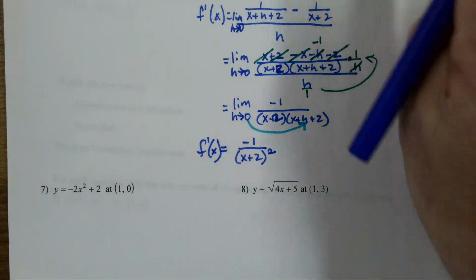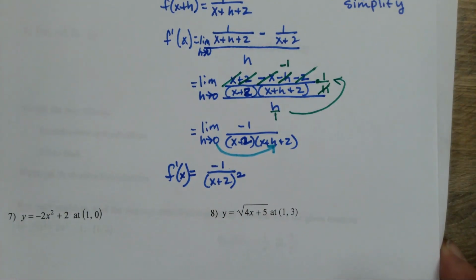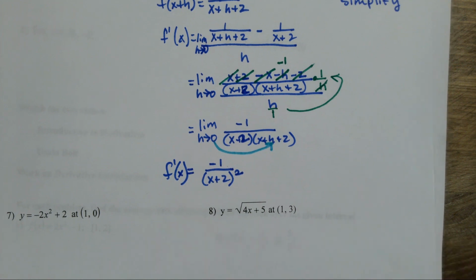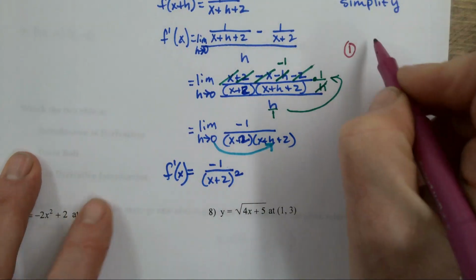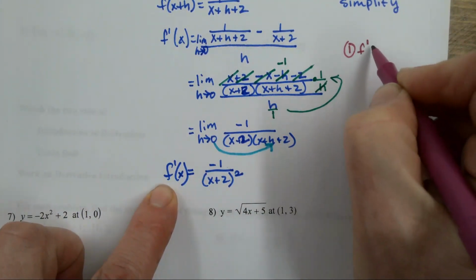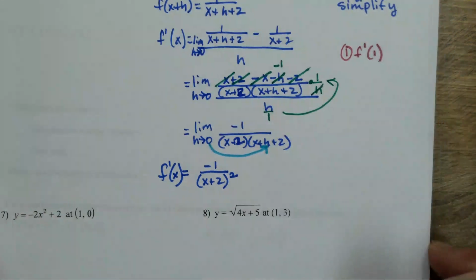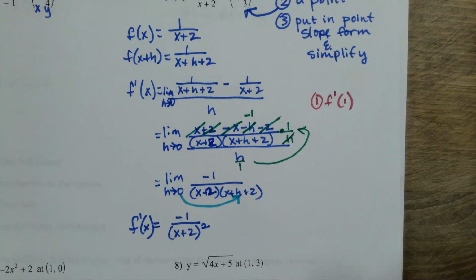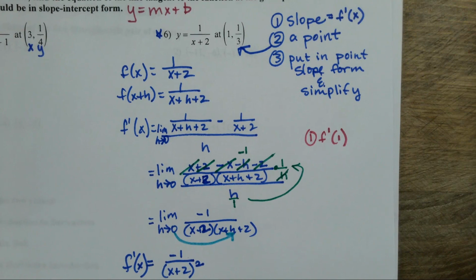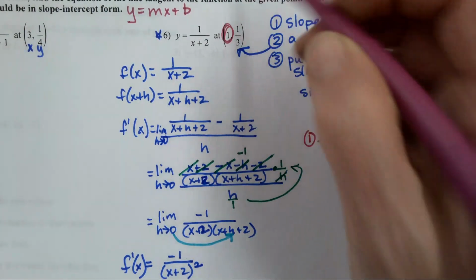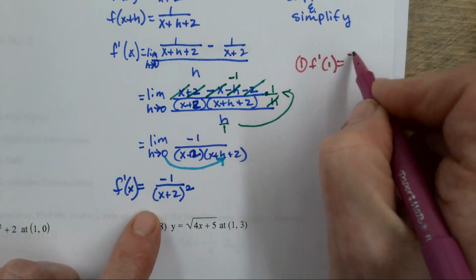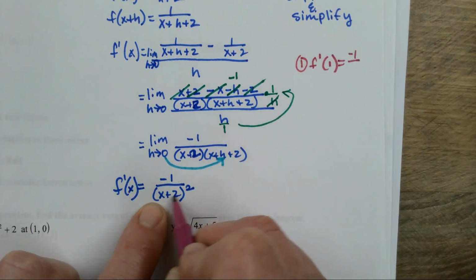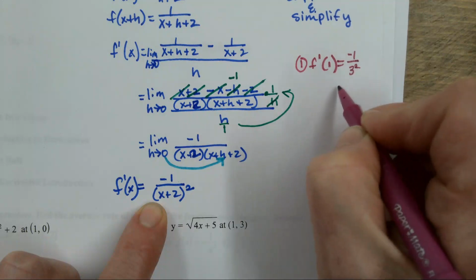So now I'm going to do my process. Now I need to find my slope. So step 1, my slope is f prime of 1. Where did the 1 come from? The x-coordinate. The x-coordinate, yep. And f prime of 1 is equal to -1 over 1 plus 2, which is 3 squared, or negative 1/9.